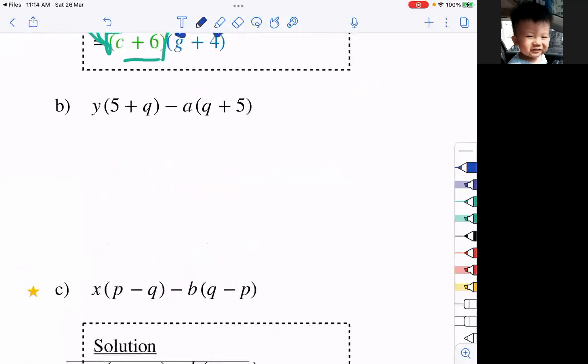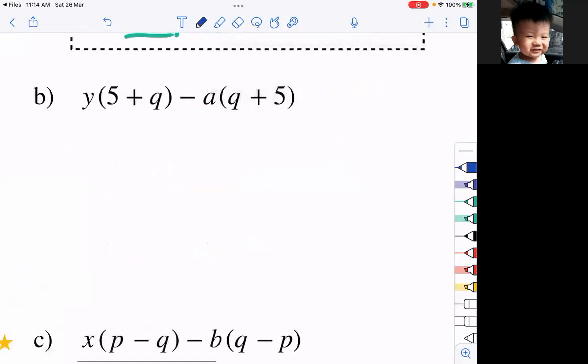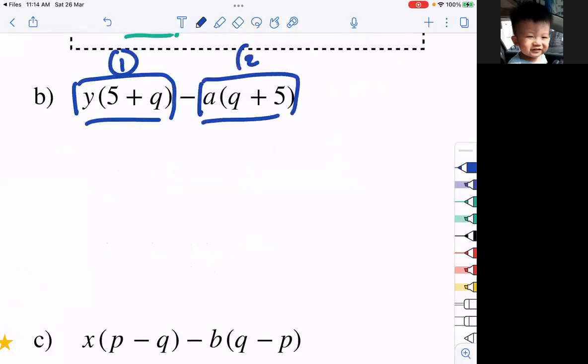Okay, for B, same thing. I'm going to ask you how many terms there are. You should have the same answer. These are two terms again. Term 1, term 2. Now, what is in common? What is common between term 1 and 2 that I can extract?